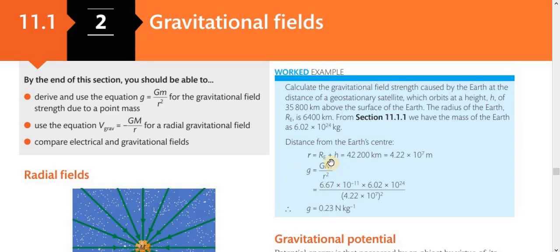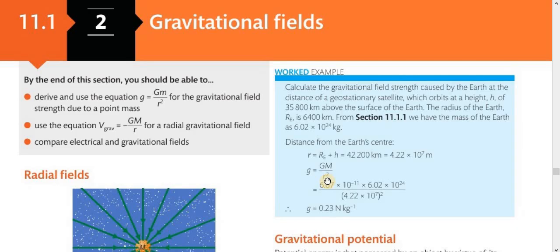Now we can use this equation, g is equal to GM over r squared, to find the gravitational field strength at that height where the geostationary satellite is located. So capital G is the universal gravitational constant, and it is also called the gravitational constant. Don't confuse the gravitational constant with the gravitational field strength. This is a common mistake students make. Capital G is called the universal gravitational constant or gravitational constant for short. But simple g is the gravitational field strength. It is also called the acceleration of free fall. So don't confuse gravitational constant capital G with simple g.